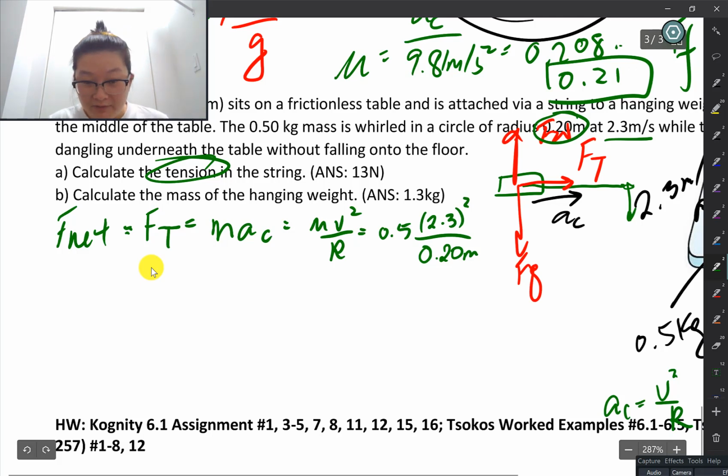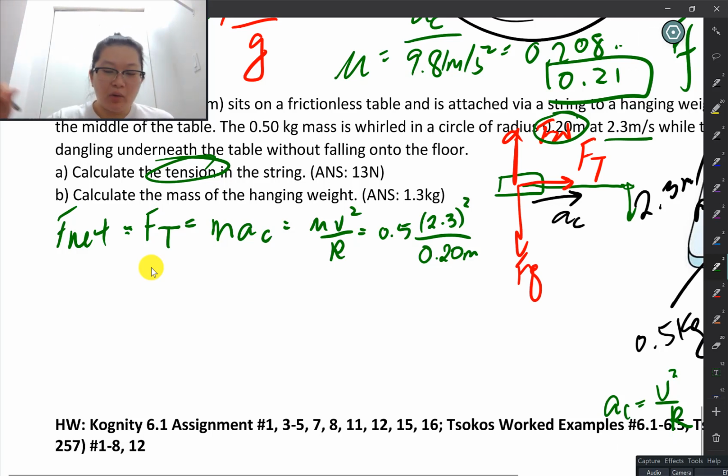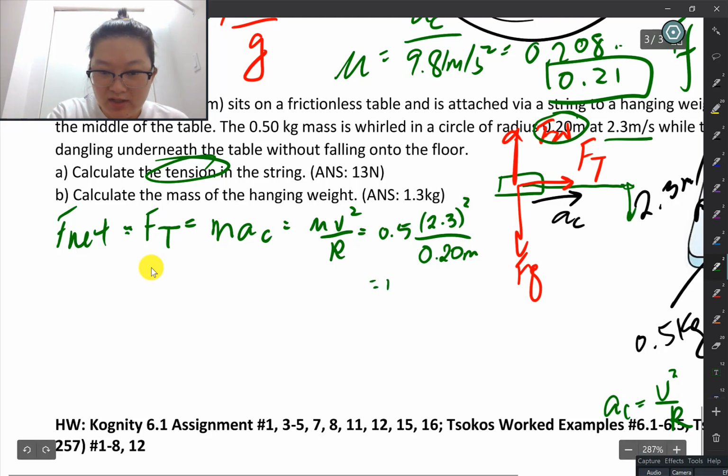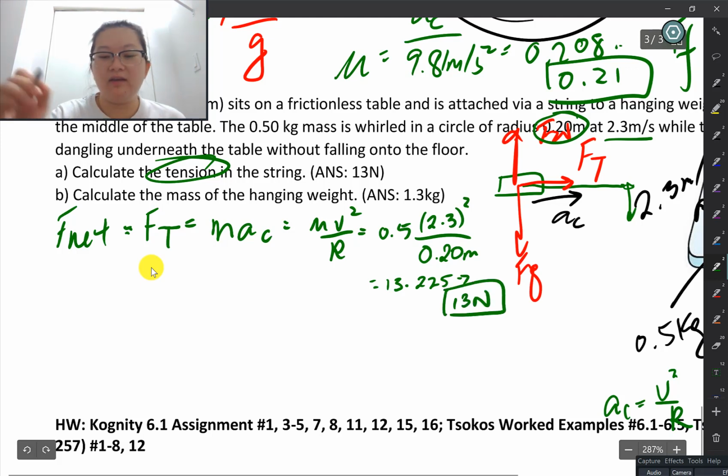Okay, so if I calculate this, that's going to give me my tension force because that's the only horizontal force providing the centripetal acceleration. So that's 0.5 times 2.3 squared divided by 0.2, 13.225, which is going to round up to 13 newtons. And that's the tension force in the string.